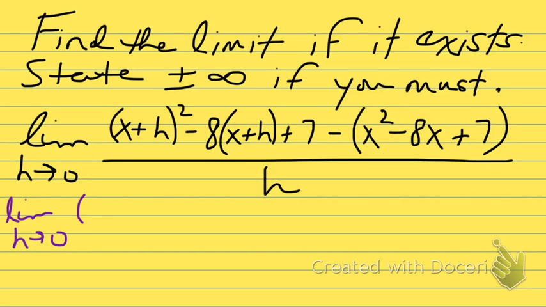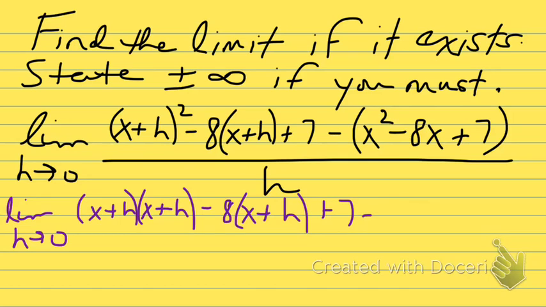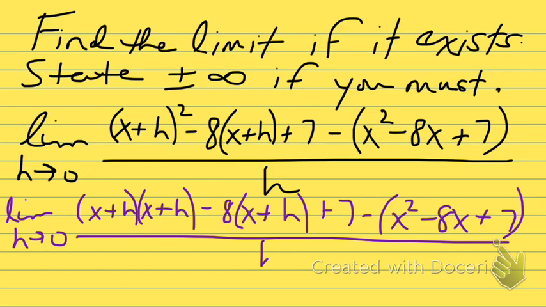Now I know if I've got the square of a binomial, that means I have two of them, and I'm going to use FOIL. Soon enough, I will distribute that -8. Next, I will distribute this negative. Lots of writing to do.